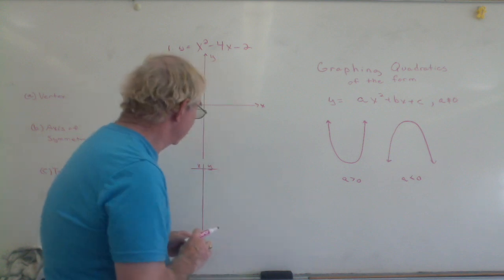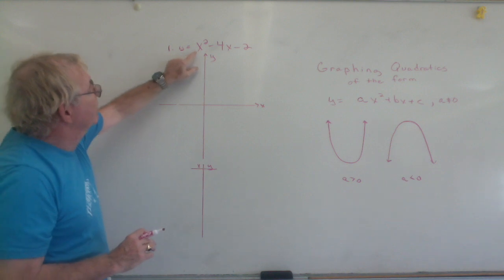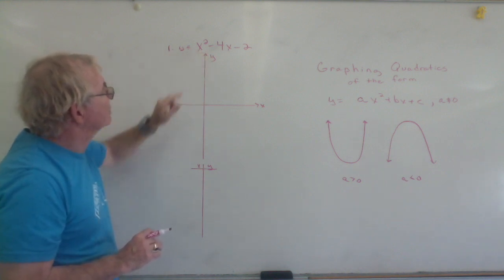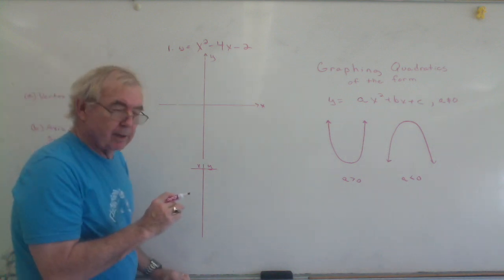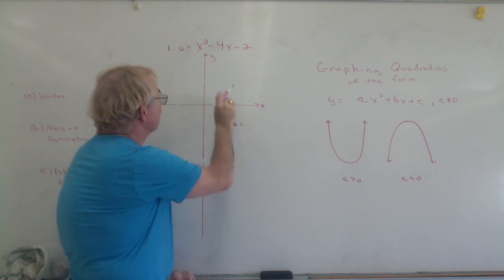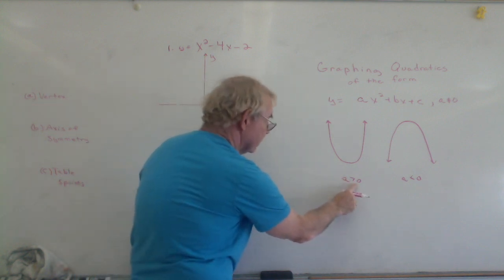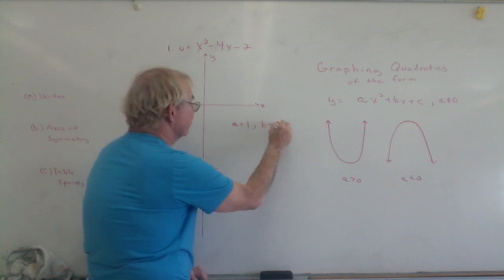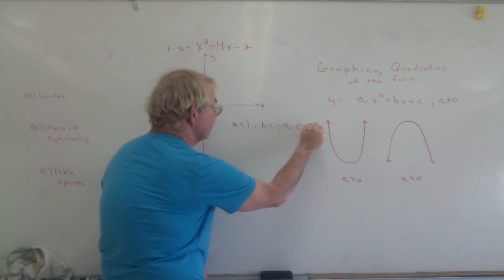Okay, so that takes us over to the example. The first example is y equals x squared minus 4x minus 2. So going back to the quadratic formula, which you've already learned, a is the number in front of the x squared, which is positive 1. That means it's going up. b is the number in front of the x, which is negative 4, and c is the constant term, negative 2.